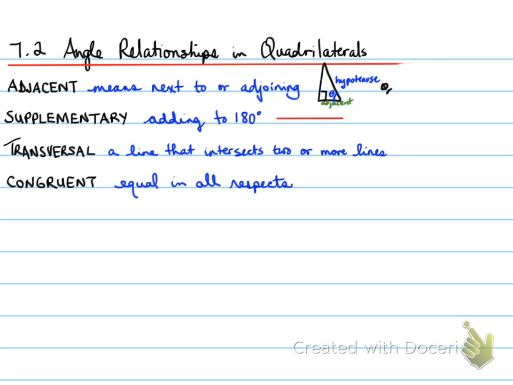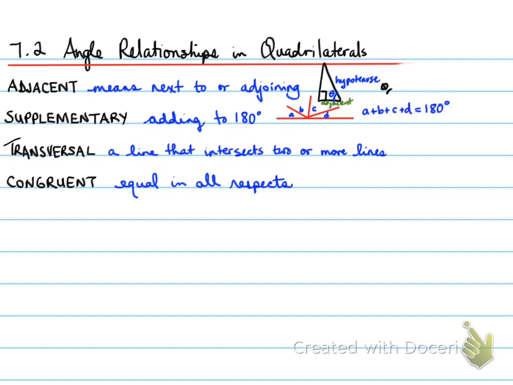Supplementary means that if you have a 180 degree line as such right here, and I add A, B, C, and D, I add up all of those, A plus B plus C plus D, that will equal a total of 180 degrees. So adding up all of these angles will equal 180 degrees.